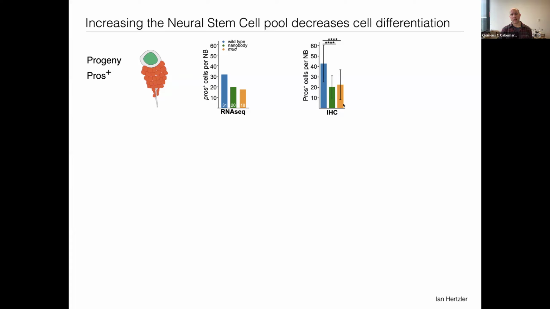between RNA-seq and immunohistochemistry. Essentially what this graph shows you is that in either case, we see a reduction in the overall production of prospero siblings compared to wild type. So despite the fact that we have more neural stem cells, overall we form fewer prospero positive siblings.